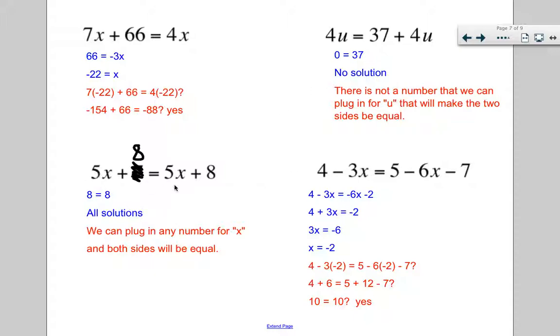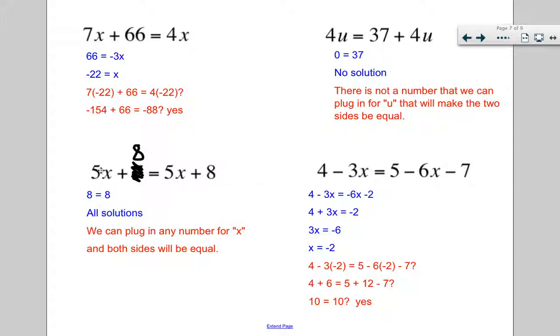Over here, I subtracted 5x from both sides, and I got 8 equals 8. Well, that is a true statement. It is balanced. 8 does equal 8. And so here's your other special case. This one is all solutions. And if you think about it and go through, it kind of makes sense.